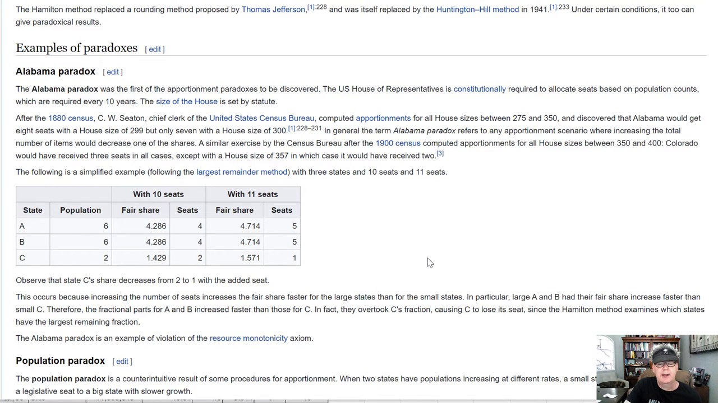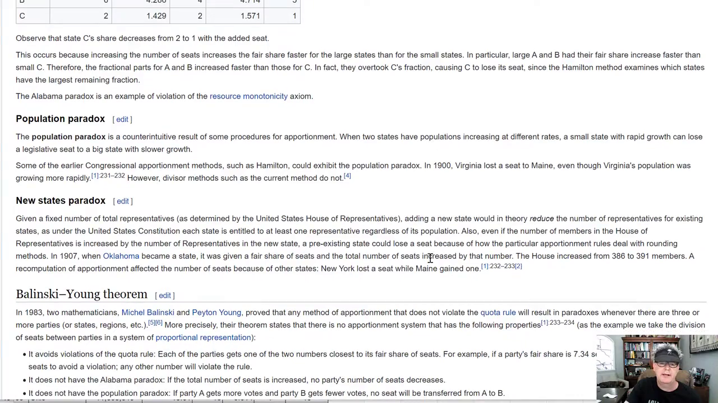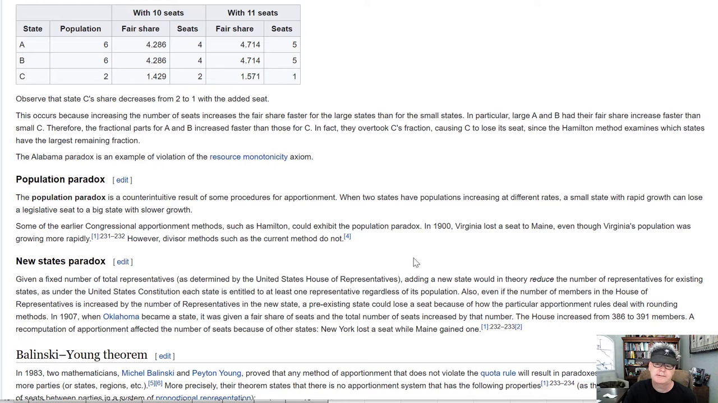Another is a population paradox and a new states paradox. The new state paradox is, so what happened in 1907, Oklahoma became a state. They'd already done the apportionment, and Oklahoma should get 5 seats. And so this was in 1907. They did the apportionment in 1900.